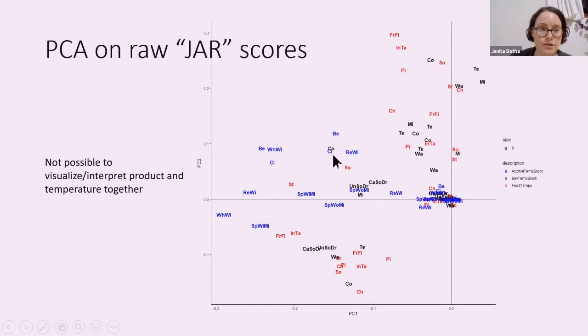There's something missing. So each of these are the loadings. So these are the variables, and the labels on the data points are basically the products. There's an additional label that you can add on here as well, which is the temperatures. This plot is colored by just the product categories, but this plot isn't that important, except to show you that it is very, very difficult to interpret.